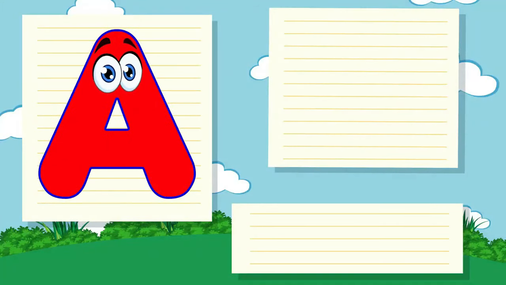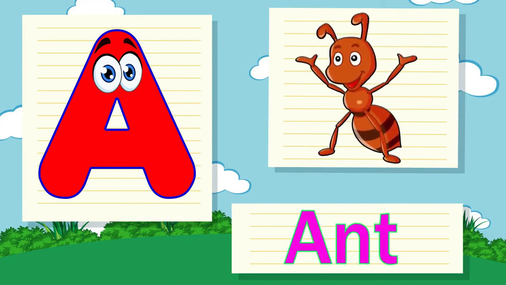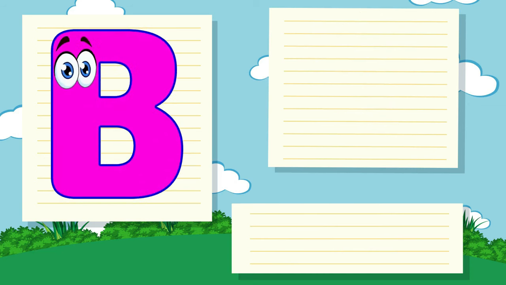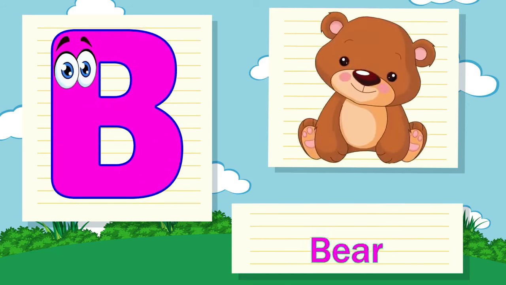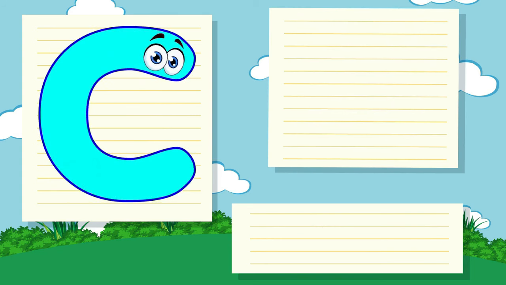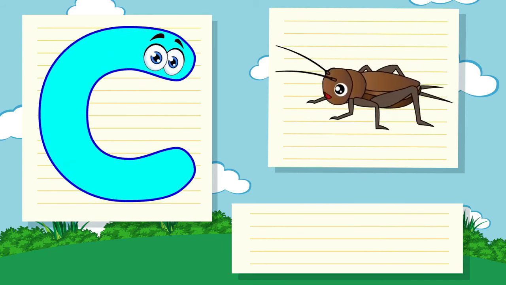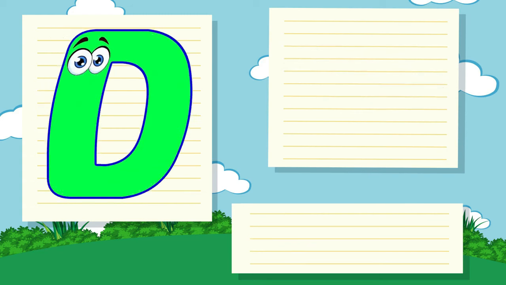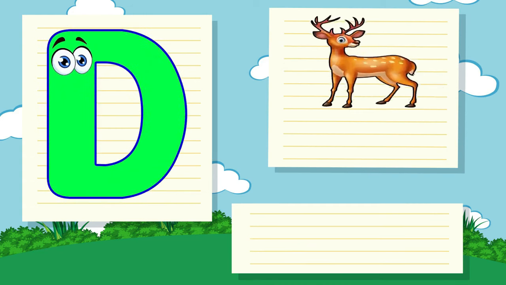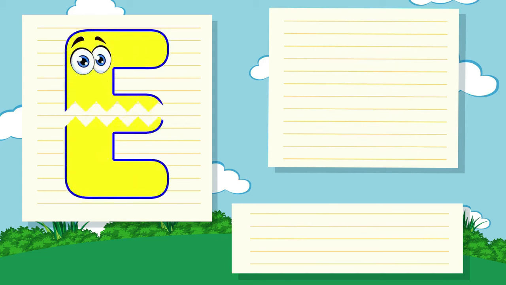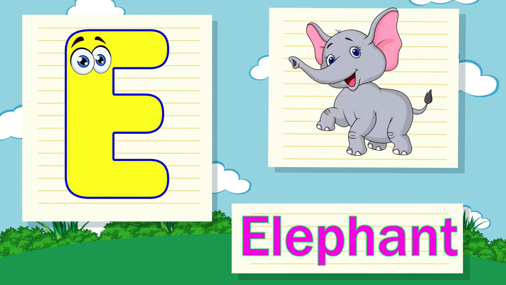A. A for ant. B. B for bear. C. C for cricket. D. D for deer. E. E for elephant.